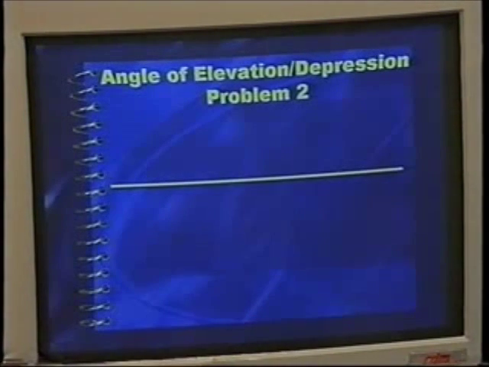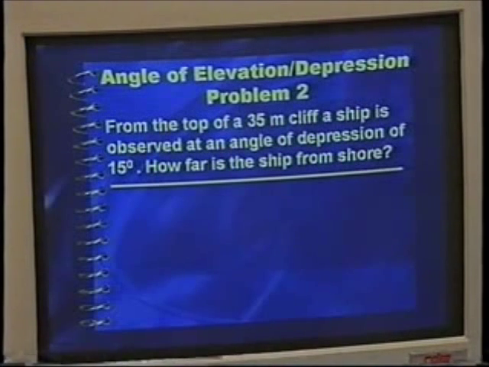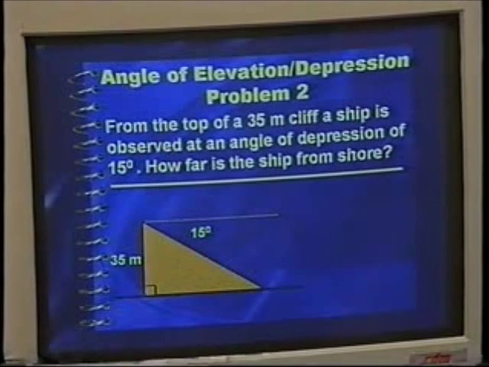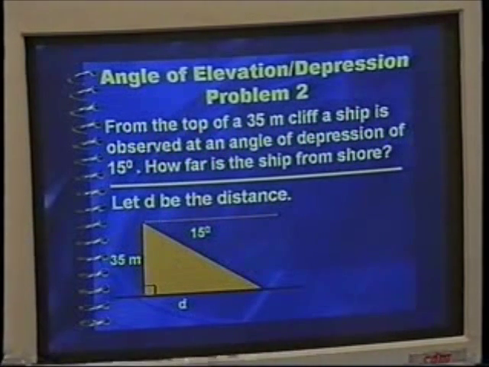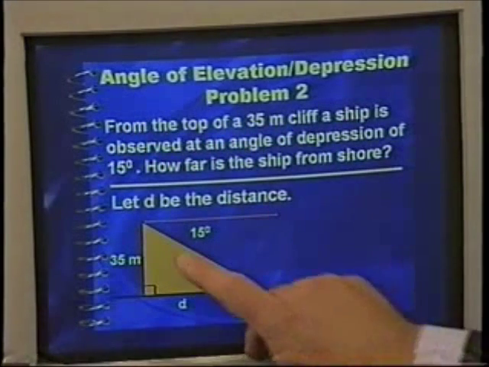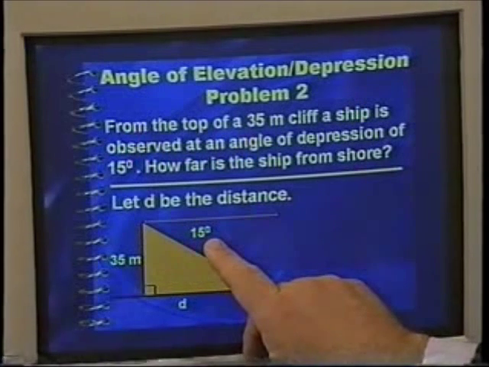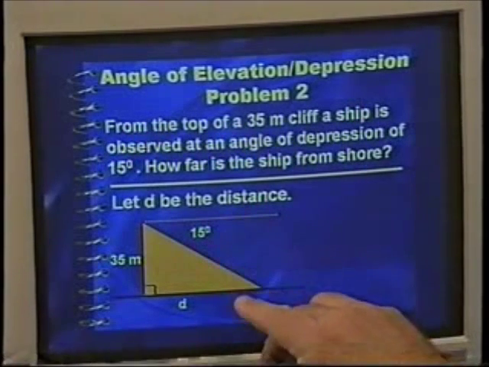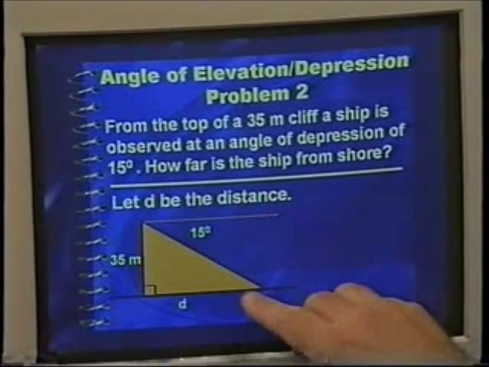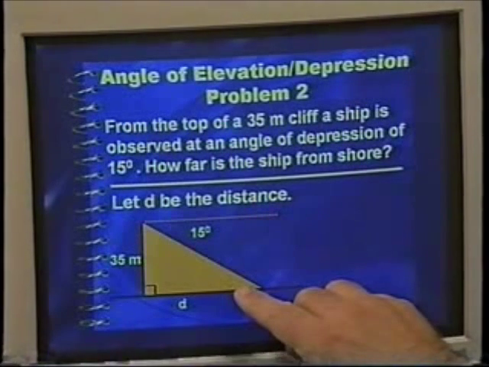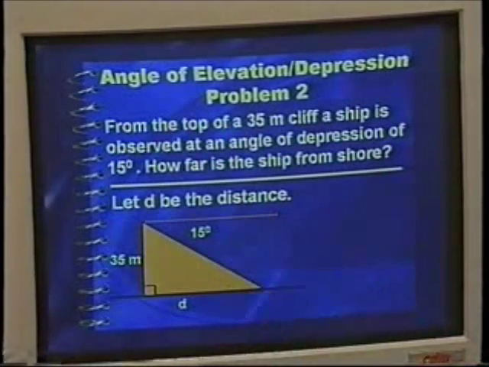Now in problem 2 we are standing on a 35-meter cliff and we observe an angle of depression when we look at the ship of 15 degrees. How far is the ship from shore? Now here's the mistake, because a lot of people regard that angle there to be 15 degrees, but that's not the case. This one is 15 degrees, but you can make use of properties of parallel lines to conclude that that angle there is 15 degrees.